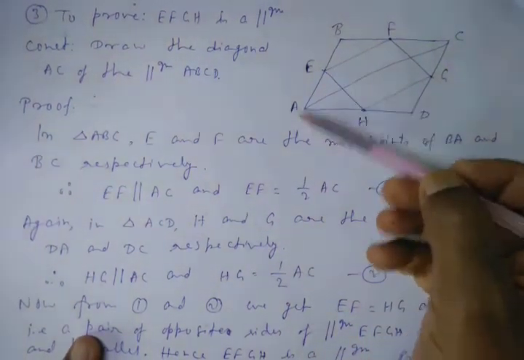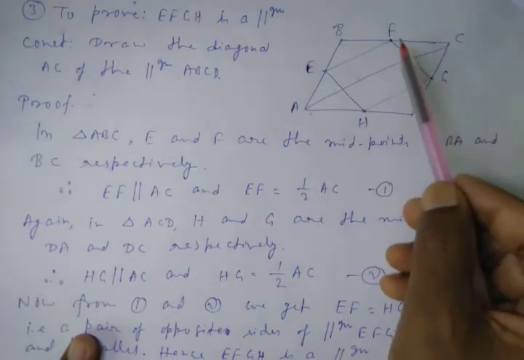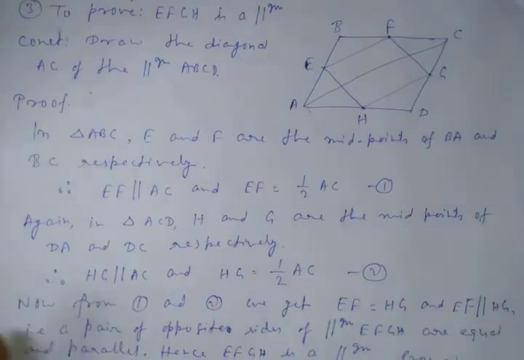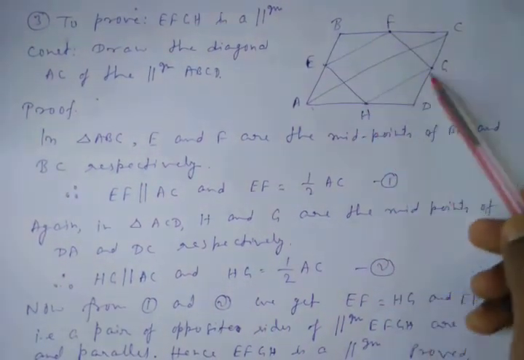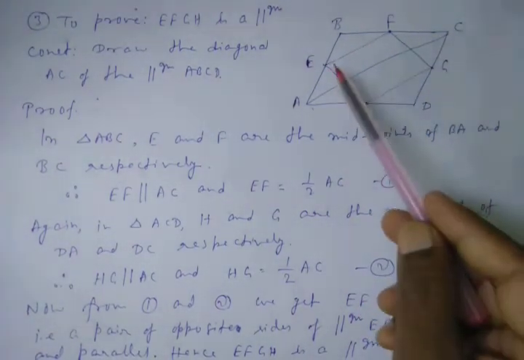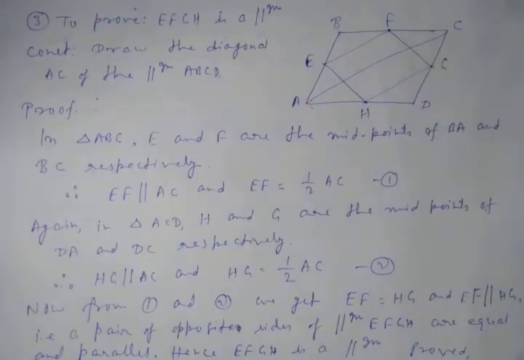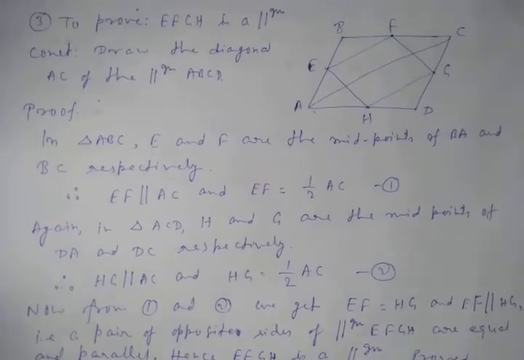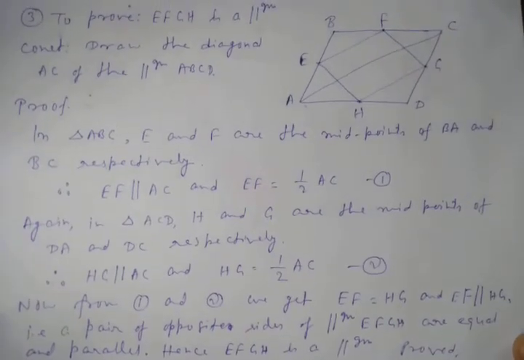So E is the midpoint of AB, H is the midpoint of AD, G is the midpoint of CD, and F is the midpoint of BC. Then we have to prove that when we join these points, this figure will be a parallelogram. That is, we have to prove that EFGH is a parallelogram, and you can see the whole solution in one frame.